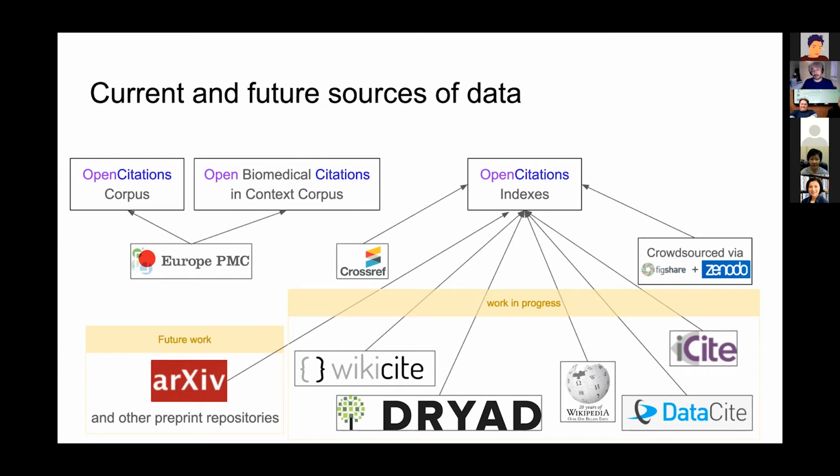We are currently working on including more sources within the data that we have, and we plan to start working also on preprint repositories like arXiv. We want to take data from DataCite, from the iCite project by the National Institutes of Health, from WikiCite, from Wikipedia, from Dryad. This is the medium-term plan. We are planning to get all this new information, new citations, in our collection in the next 2-3 years.